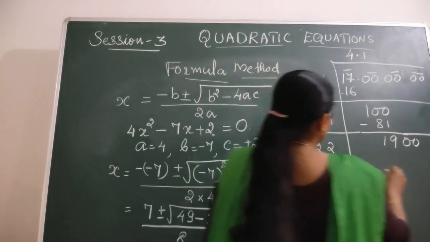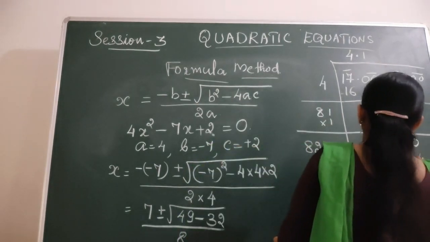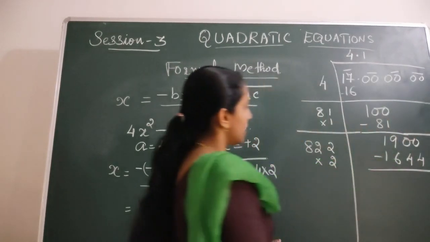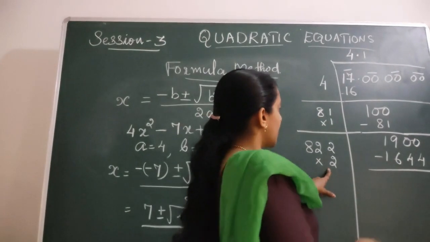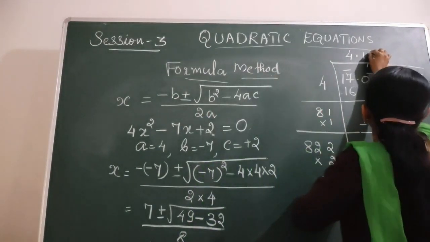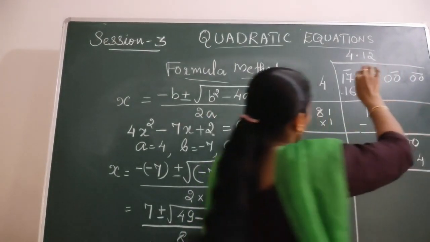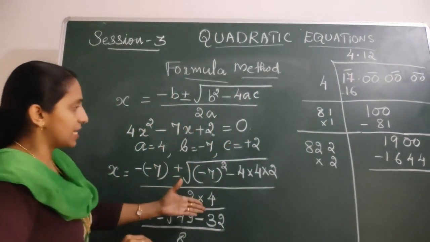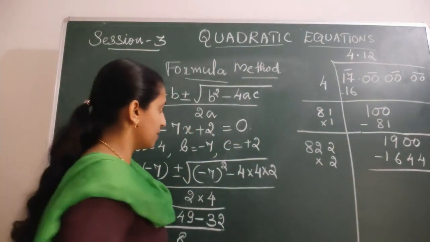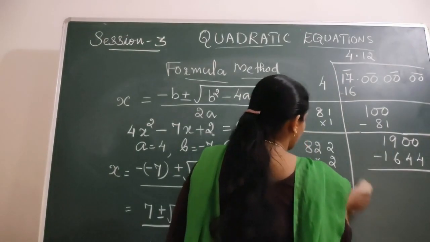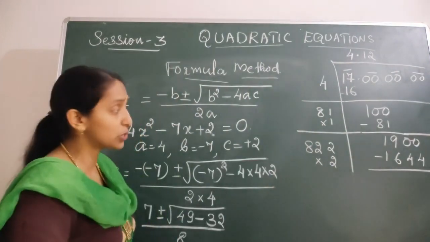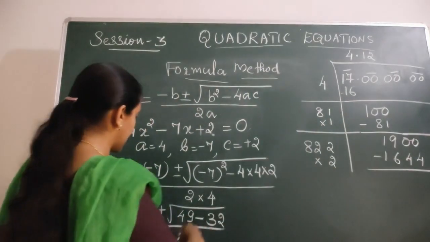So 2 2s are 4, 8 2s are 16. That is less than 1900. So which number have we taken here? 2. That will be written over here also. So 4.12, that we will indicate here. Up to here it's okay. I will tell you later how we take out the long division method, up to which value we have to go.